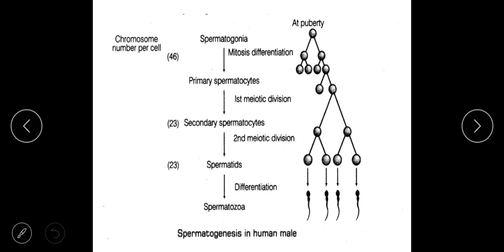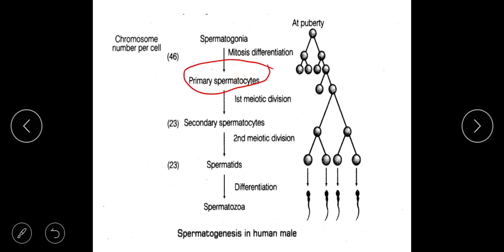So talking about the spermatogonial cells, these male germ cells, they redivide by means of mitosis, and they are called the spermatogonia. These spermatogonia, after undergoing repeated mitotic division, stop dividing by mitosis and are ready to move into meiotic division, the first meiosis, and at that time they are known as the primary spermatocytes.